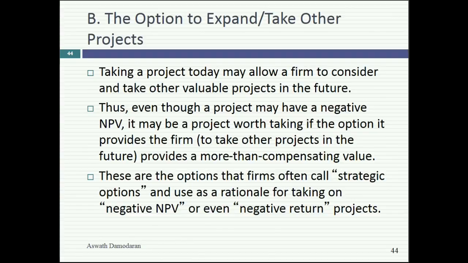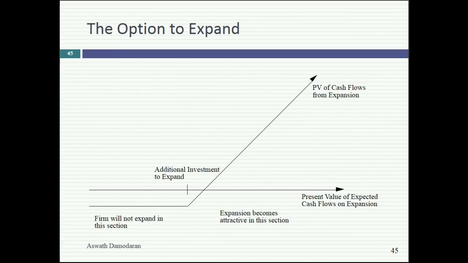If you have the option to expand, you will sometimes take negative net present value investments, not because you're crazy, but because you think that negative net present value investment will give you options to do other things in the future. Again, let me try it with a payoff diagram. So you take an initial investment, it's a negative net present value investment. You're doing it in the hope that somewhere down the road you're going to get this option to expand. The cost of expanding becomes the strike price of this option. You will expand only if the present value of the cash flows from expanding exceed that cost.